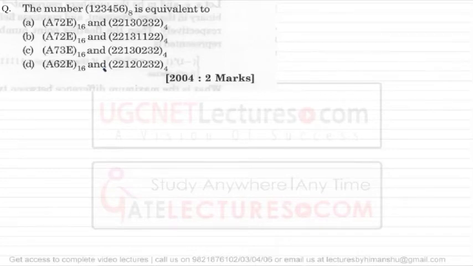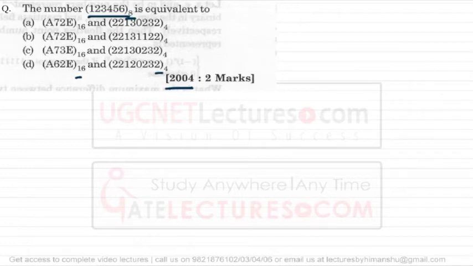This question was asked in GATE in 2004 for 2 marks. We've already talked about this. Look at the bases of all the numbers. We have to convert a number of base 8 into numbers of base 16 and base 4. So you already know the trick. When we have bases in powers of 2, we first convert the given number into base 2, that is, a binary number. From there we convert it into base 16 and base 4.